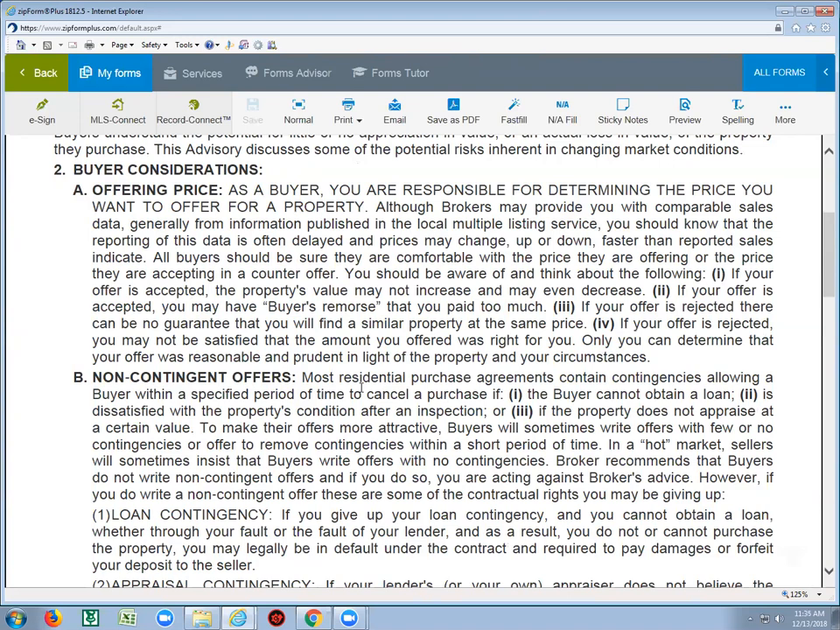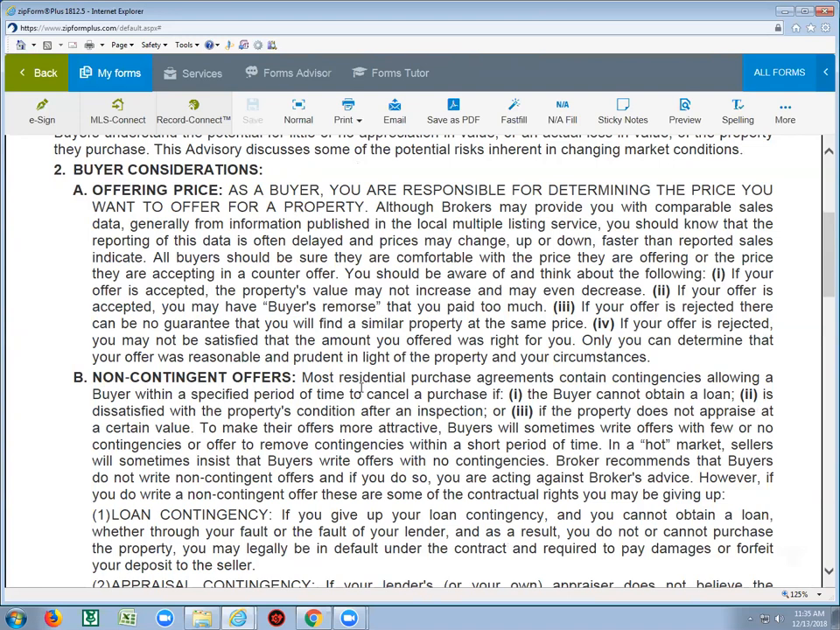Two, if your offer is accepted, you may have buyer's remorse that you paid too much. Well, it's because the appraisal value comes in low. You have to explain that. Three, if your offer is rejected, there's no guarantee that you will find a similar property at the same price, because you didn't pay high enough. Some of the listings are purposely marketed low. And don't get naive and think, oh, I paid full price, they have to sell it to me. BS. They have a better offer. Why do they have to sell it to you, right?